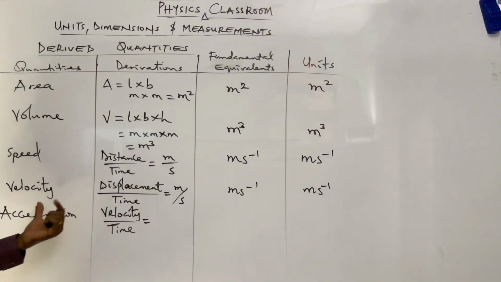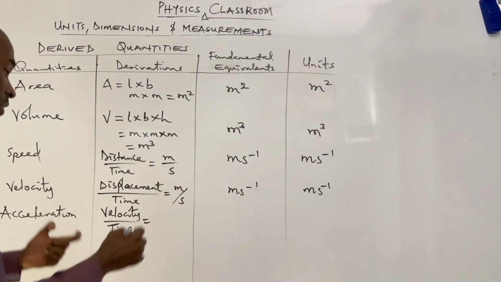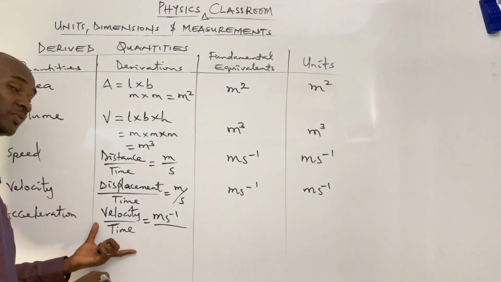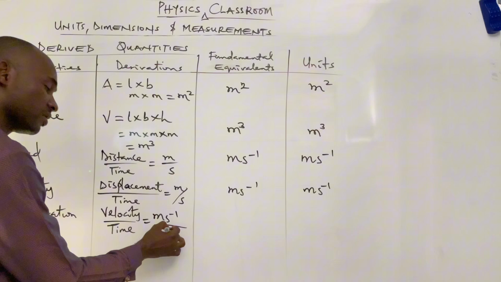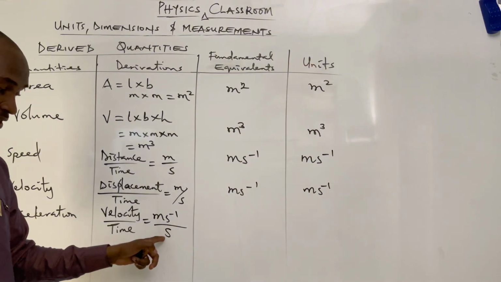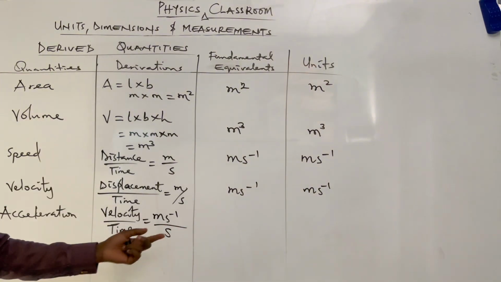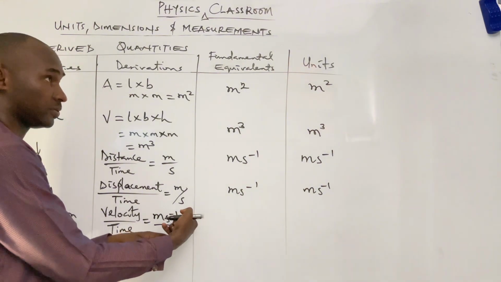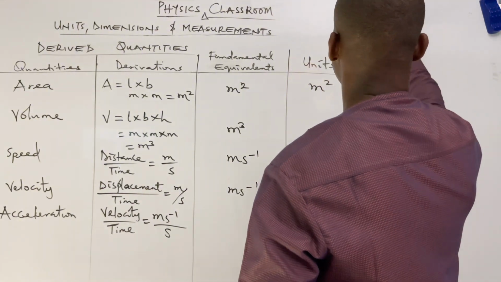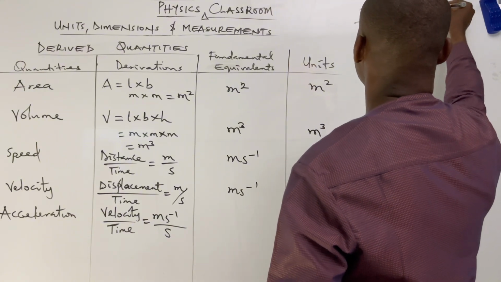As you can see from here, velocity is measured in meter per second. So it is best for me to just put meter per second here, all over our time, which is a fundamental quantity measured in seconds. According to indices, what we have at the denominator can be represented as 1 all over s, which is s raised to the power of minus 1. So we have meter per second divided by seconds. It means meter per second per second.